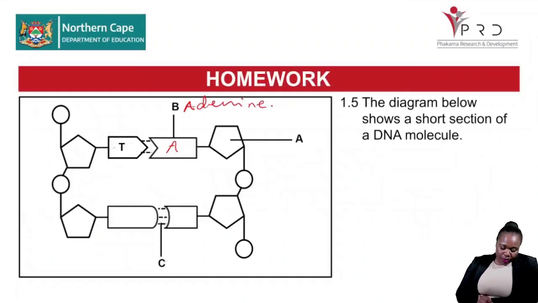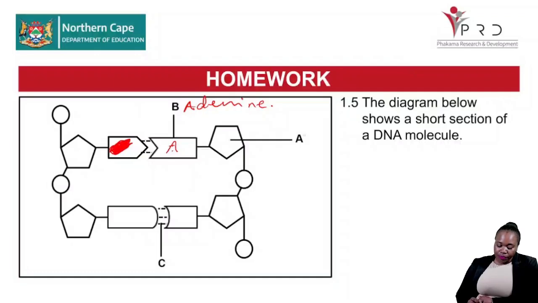However, let's assume that this T was not shown, right? And they point at the very same part and they say it's part A and you are expected to name it. You cannot say that B is adenine in that case, right? Don't say that B is adenine. You can just simply say B is a nitrogenous base, because we do not know what type of nitrogenous base it is. However, here, because we have a guide, we can use that T to determine that this nitrogenous base at B is actually an adenine.